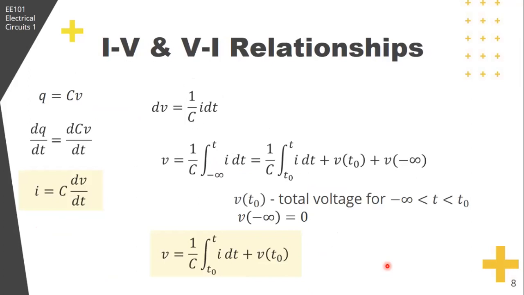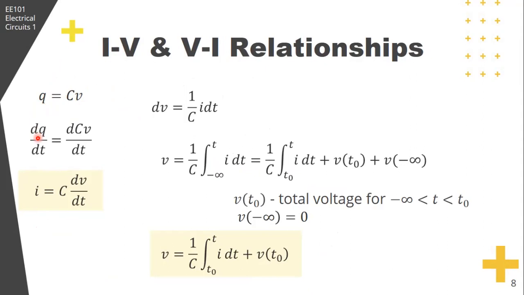Okay, here in the current-voltage and voltage-current relationships for the capacitor. Remember, the charge deposited on the plates of our capacitor is proportional to the voltage applied, and the constant of proportionality is called our capacitance. If you take the derivative of this with respect to time, then we'll have this one.